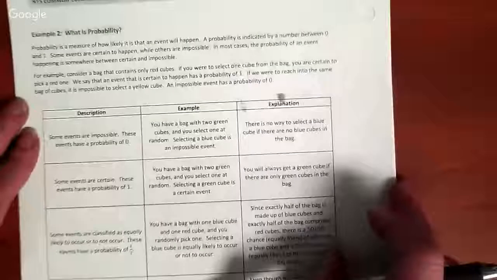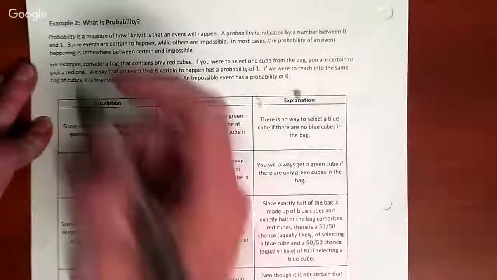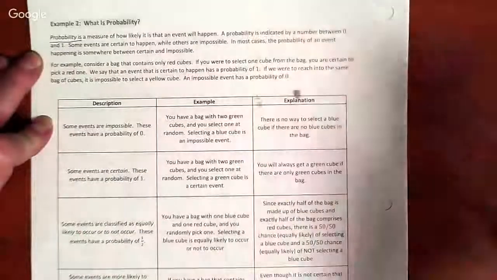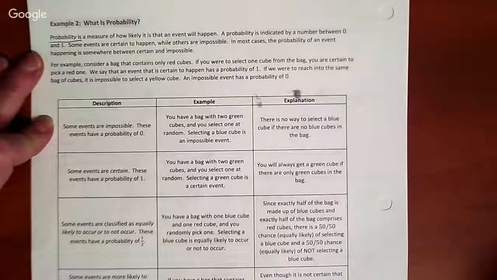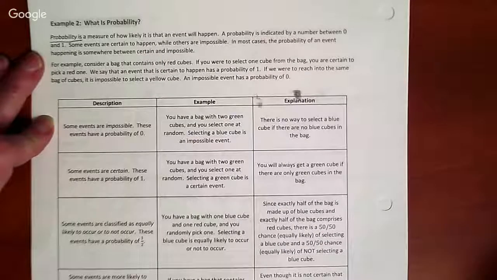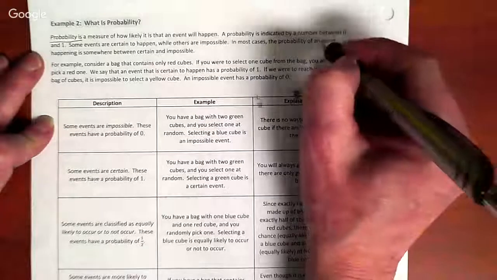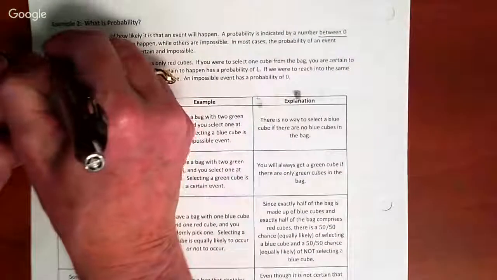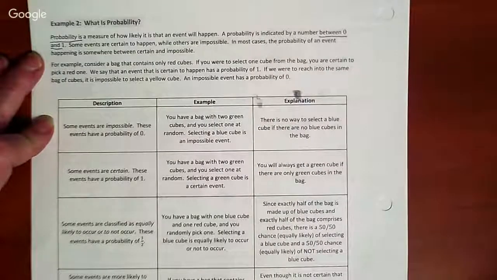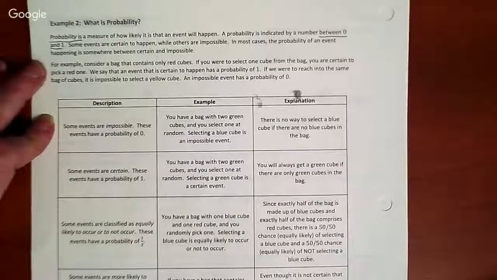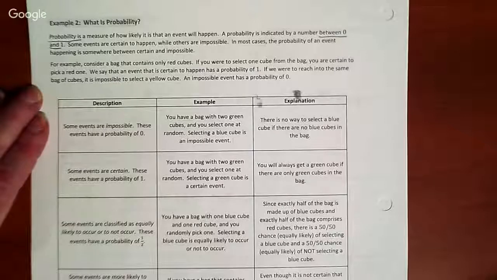So next, it says, what is the probability? Okay. Probability is the measure of how likely it is that an event will happen. A probability is indicated by a number between 0 and 1. So in other words, it's a fraction. Some events are certain to happen while others are impossible. In most cases, the probability of an event happening is somewhere between certain and impossible.